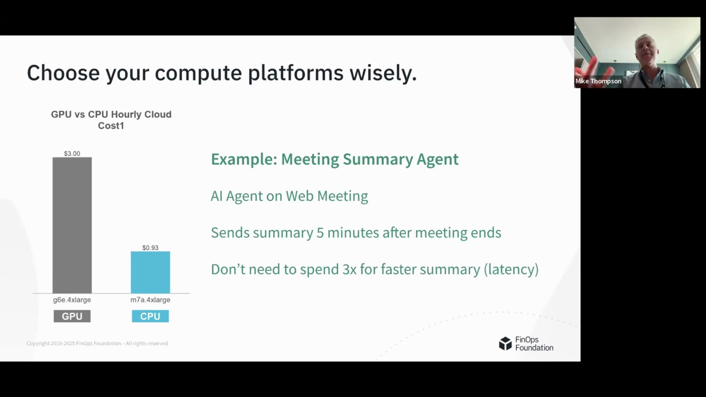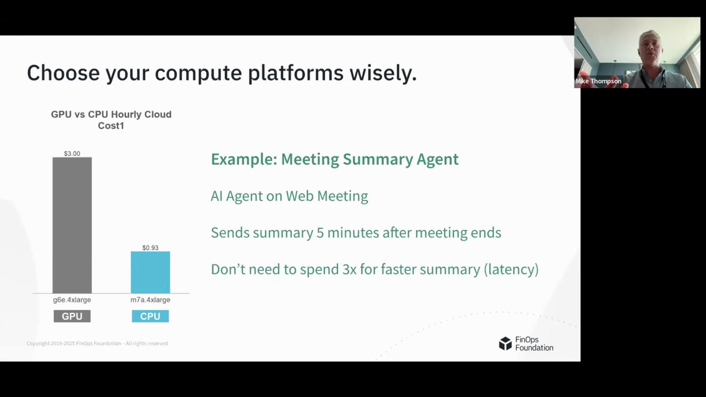Now, what I mean by applications that aren't latency sensitive, if it's not something like a chatbot where a customer or a user is expecting an immediate response, with this AI agent, do you really care whether you get the summary as you immediately end the call, or can it be a couple of minutes later after the meeting ends? In a case like that, the difference between having it immediate and 5 minutes later really doesn't make a difference. And so you don't need to spend 3 times the hourly cost for a faster summary.